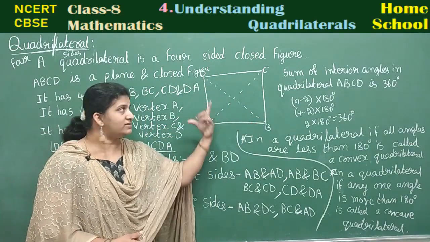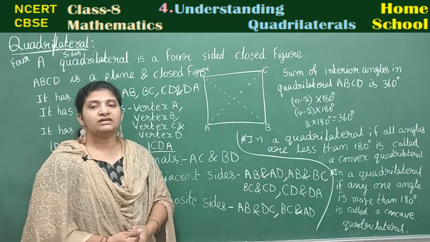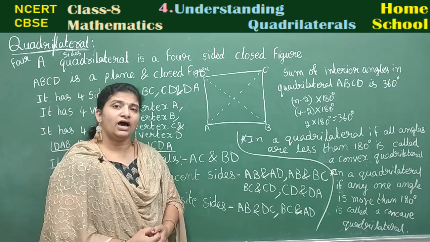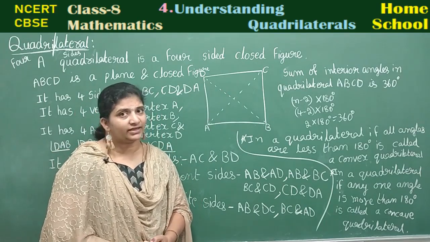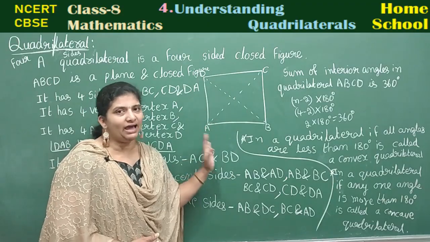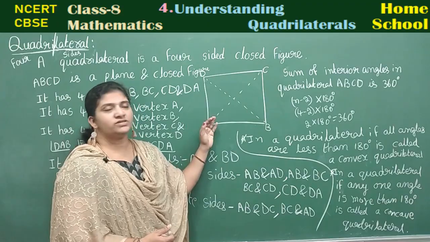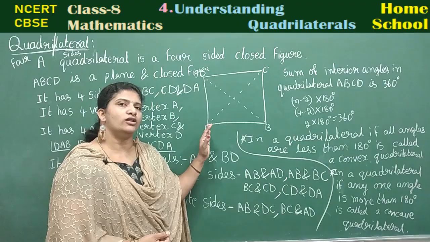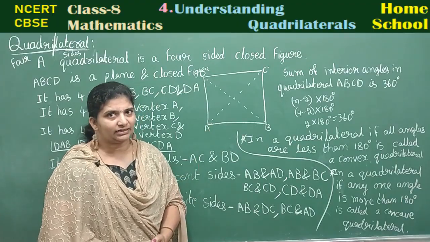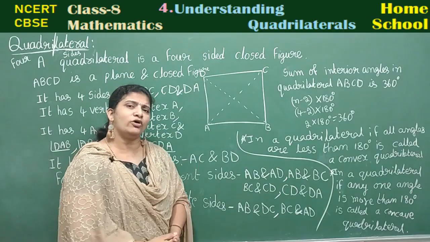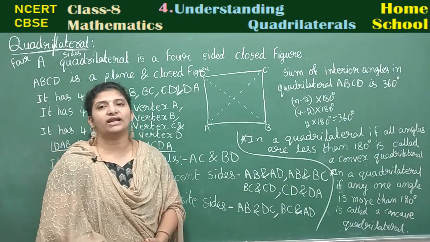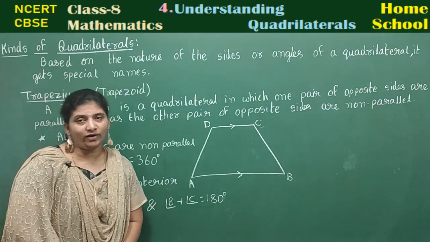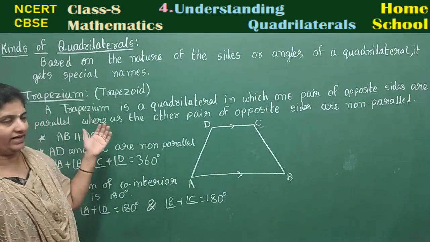It has 2 diagonals, AC and BD. The sum of the interior angles of this quadrilateral is equal to 360 degree. How are we going to get that, children? (n minus 2) into 180 degree gives you the sum of the interior angles. Next, if all the angles of this quadrilateral are less than 180 degree, then we call this quadrilateral a convex quadrilateral. If any one angle is more than 180 degree, then we call this quadrilateral a concave quadrilateral.